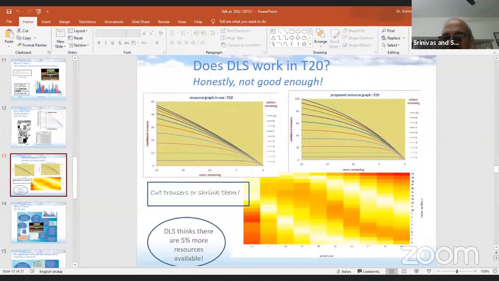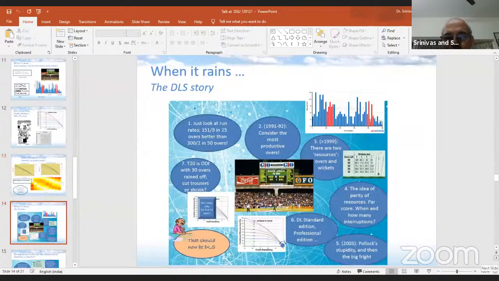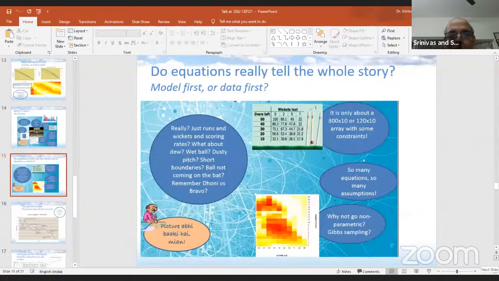So I'm going to keep jumping slides a little bit now. Okay, so let's look at this slide. Two equations really tell the whole story. What does Duckworth-Lewis assume? Duckworth-Lewis assumes that your only resources are wickets and balls, which is scoring rates. Okay, that is true. It was better than just looking at balls. It's better to look at a combined resource of wickets and balls.